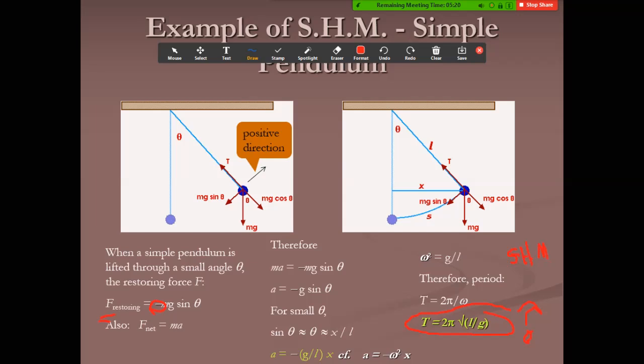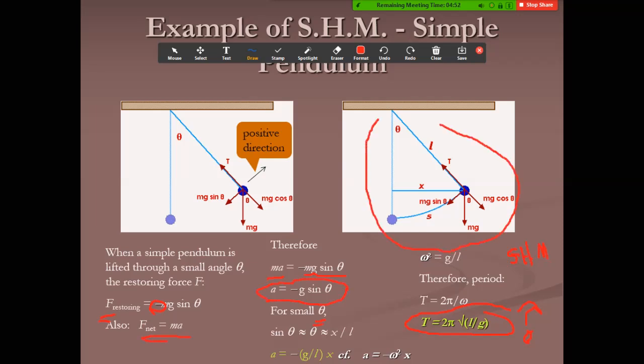In this case, the restoring force is the net force, and we know the net force is ma. So ma equals negative mg sine theta. So a is negative g sine theta. Now, for a small angle of theta, you see this diagram.